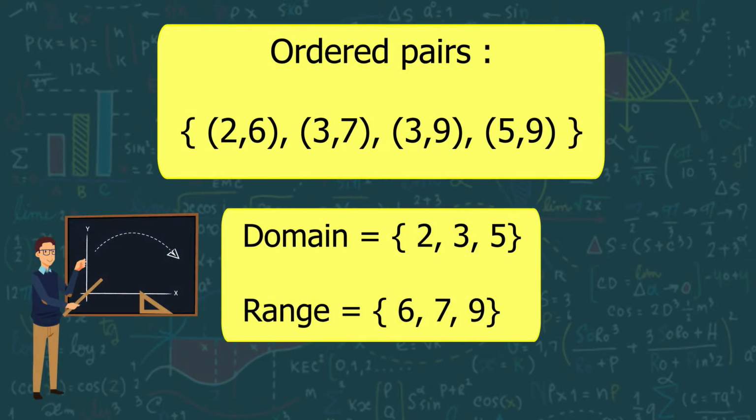The domain is the entire first set element. So, the domain is 2, 3, 5. While the range is the entire second set element. So, the range is 6, 7, 9.